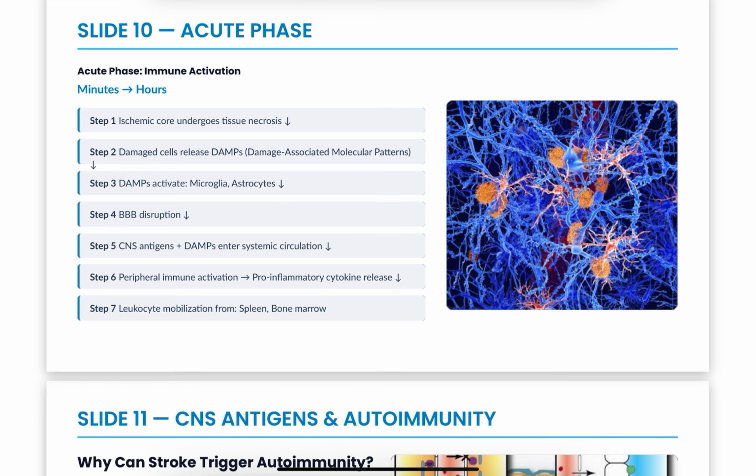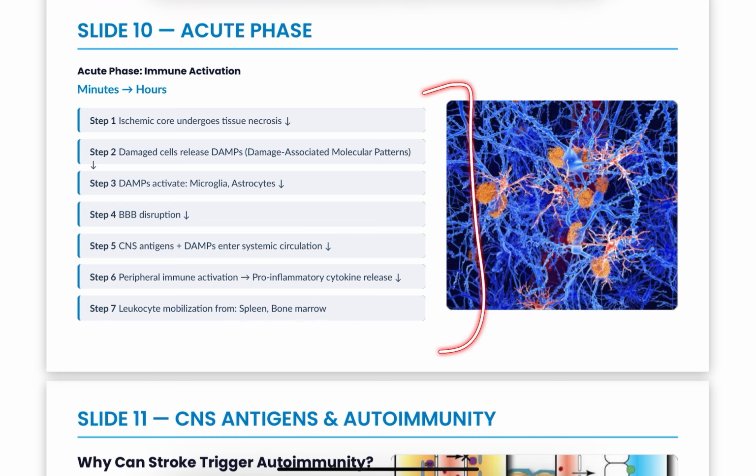This is extremely important because we know that the blood-brain barrier helps separate the CNS from the systemic environment, right? So once it becomes disrupted, what will happen in this case? The DAMPs and the CNS antigens will go to the circulation. Now the peripheral immune system can detect these signals and it will become activated. Once it becomes activated, how will our body react to it? It will produce pro-inflammatory cytokines and it will mobilize the leukocytes as well, from the spleen and the bone marrow.